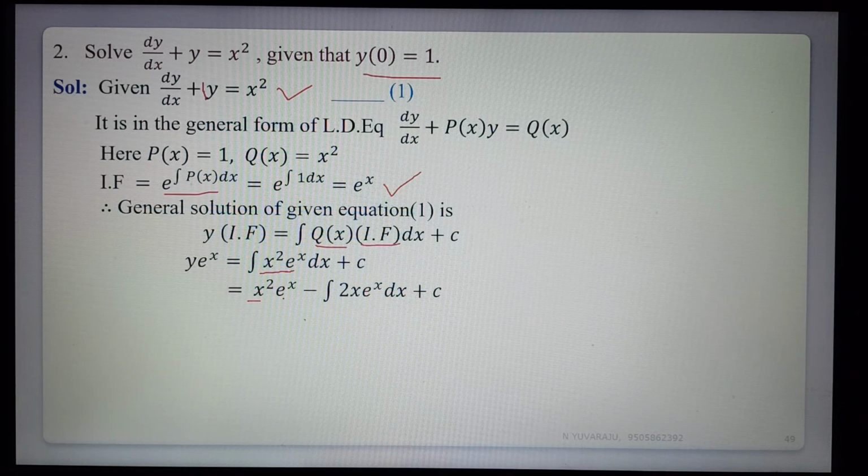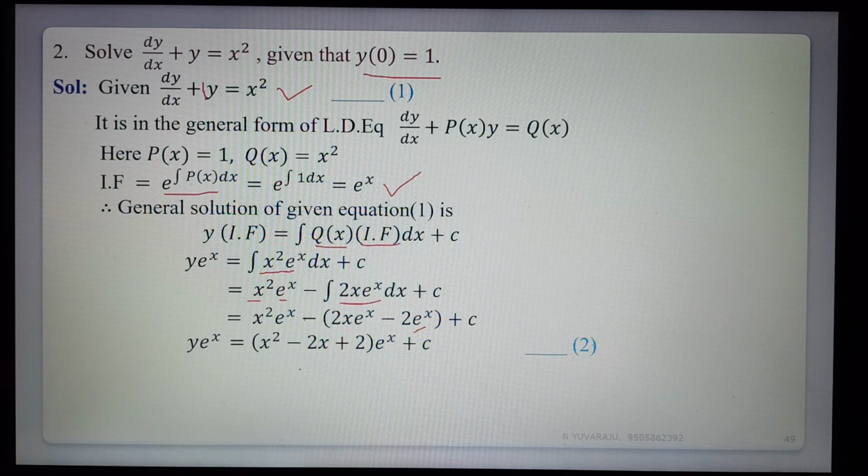So x square into integration of e power x minus integration of derivative of x square, 2x, into integration of e power x into dx plus c. So that is equal to x square into e power x. Again differentiation and integration by the by parts method, 2x into e power x. So 2x into integration of e power x minus integration of derivative of 2x, which is 2. So 2 is a constant, 2 times integration of e power x. So simplification: e power x common, x square minus 2x plus 2 into e power x plus c. So this is the required general solution.